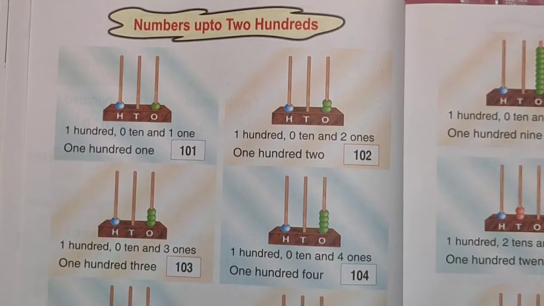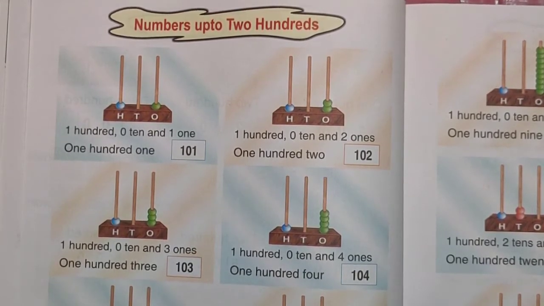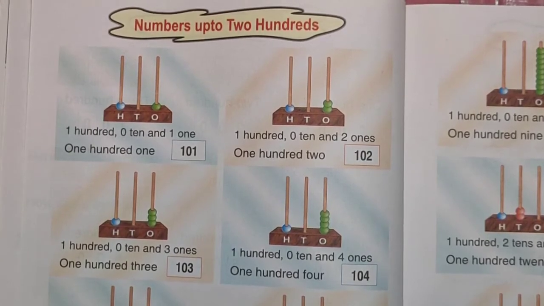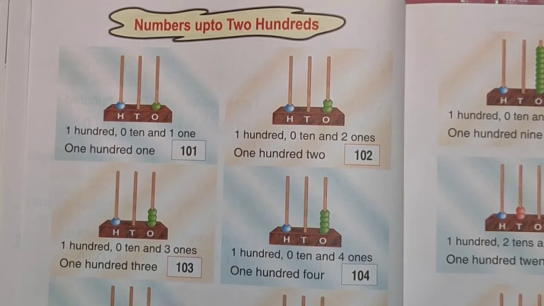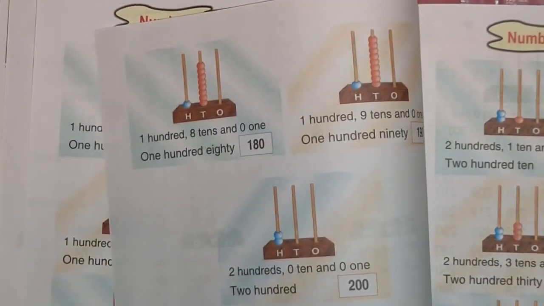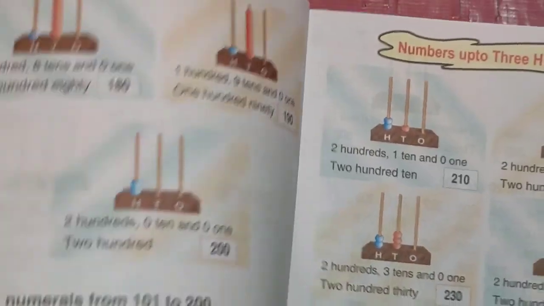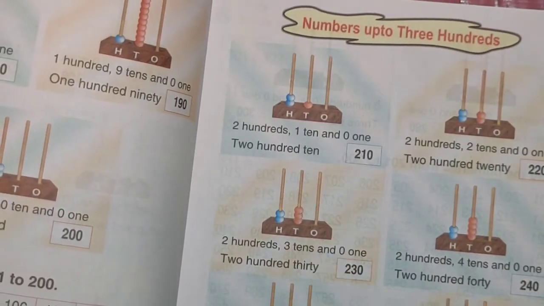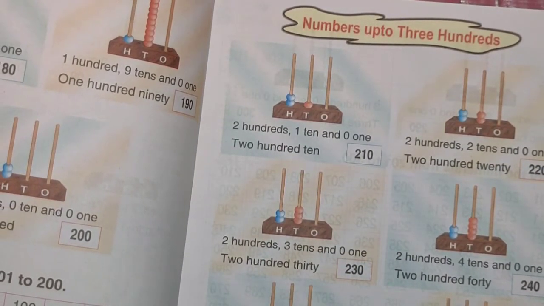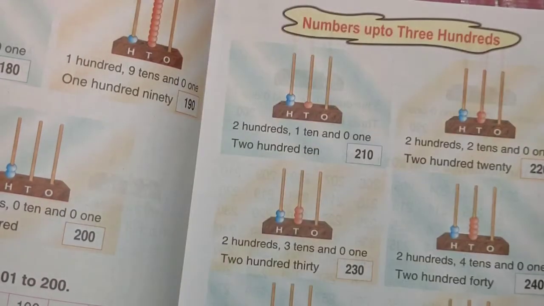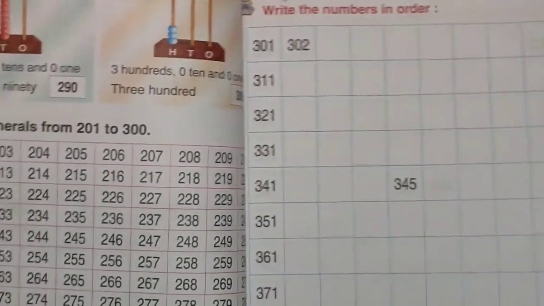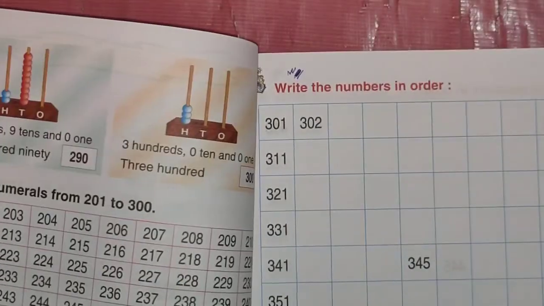You have learned how you can write the number name and how you can write the number in figures. You learned just now how we can write a number name, but you will just read these number names. Okay, so from 101 to 200. In the next page, there are numbers from 210 to 300. Okay, so now you will do this page.